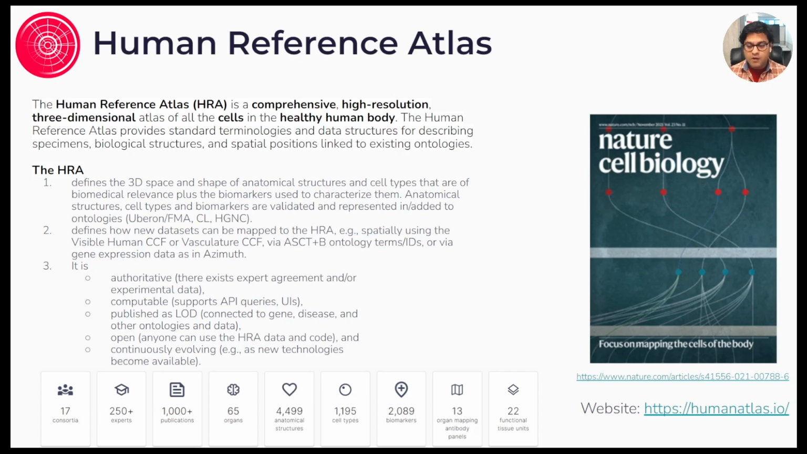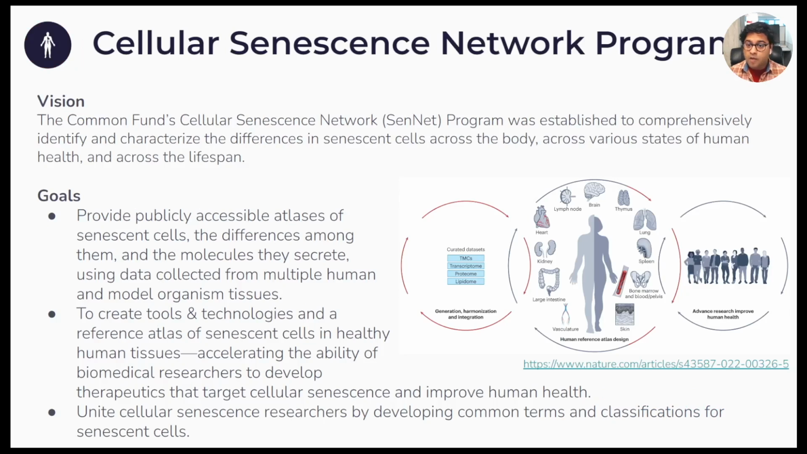And this effort is not isolated. It involves work from 17 different consortia, 250 plus experts, 1,000 plus publications. And one of those 17 consortia is the Common Fund's Cellular Senescence Network, or the CENNET program, which was established to comprehensively identify and characterize the differences in senescent cells across the body, across various states of human health, and across the lifespan. Senescent cells are cells that are unique because they stop multiplying, but they don't die off.